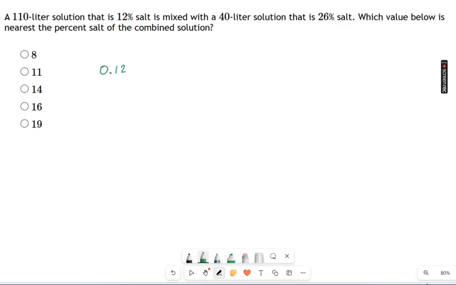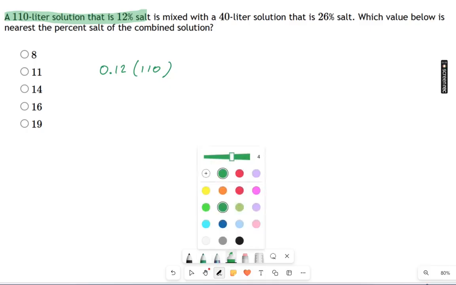0.12, that's the salt. And let me highlight what I'm talking about right here. Okay, I'm taking my 0.12 times my 110 liters. Okay, that's the first part of this question. And for that one, that tells me how much salt there is total in that portion. And now here's the other portion. It's a 40-liter solution that's 26% salt.